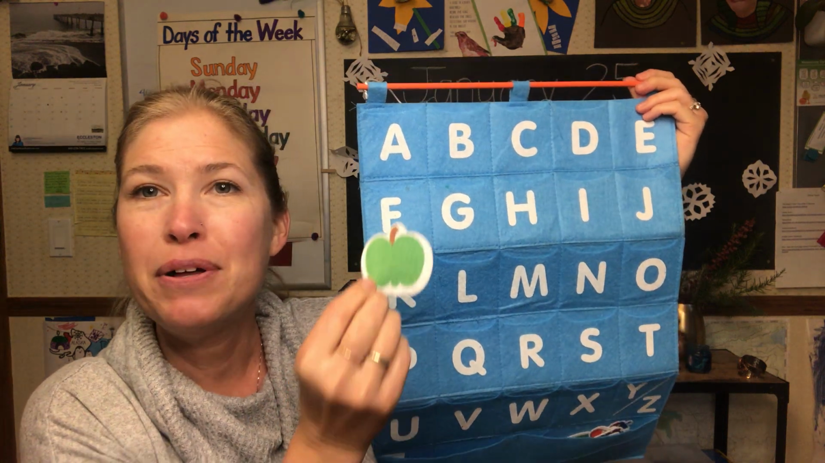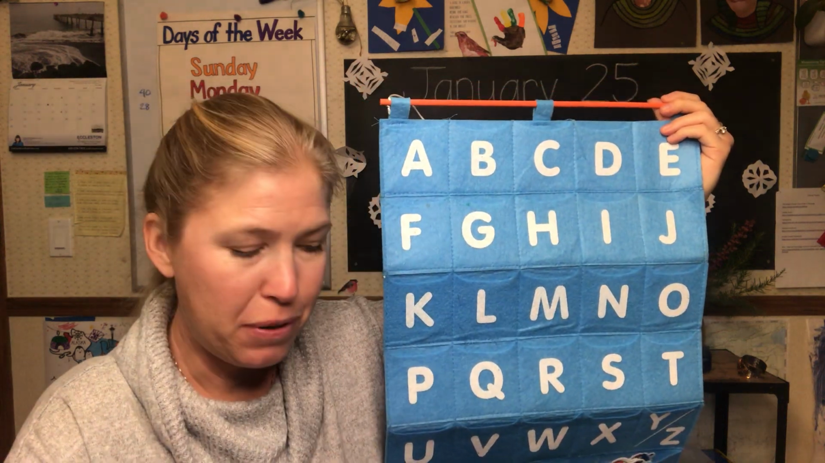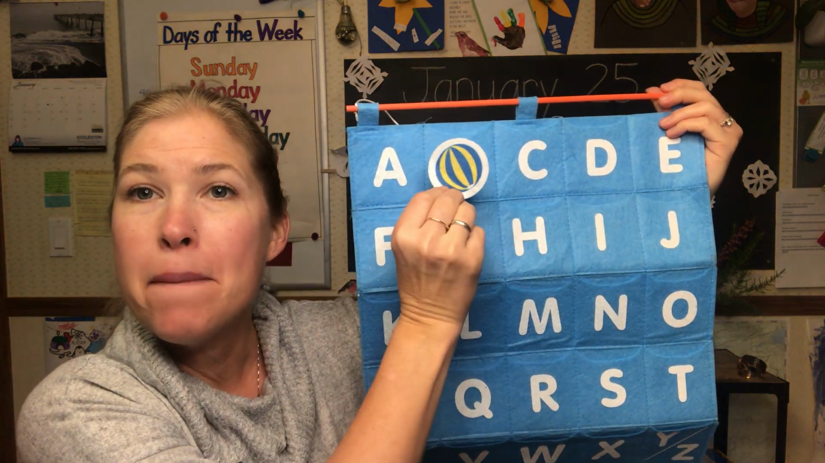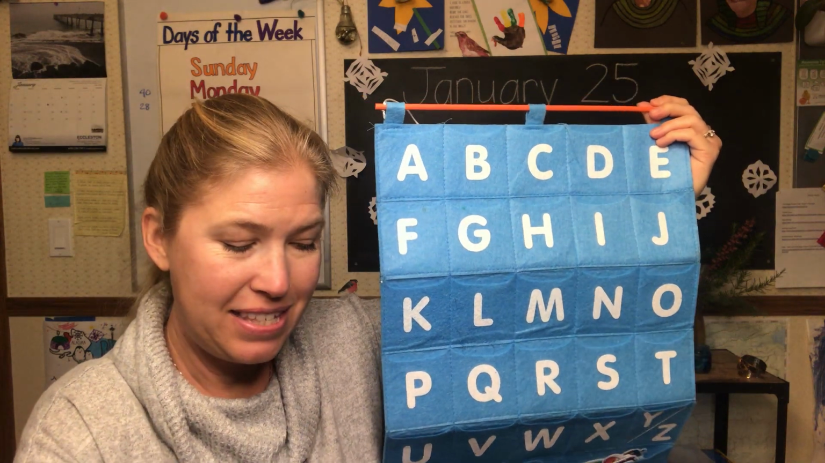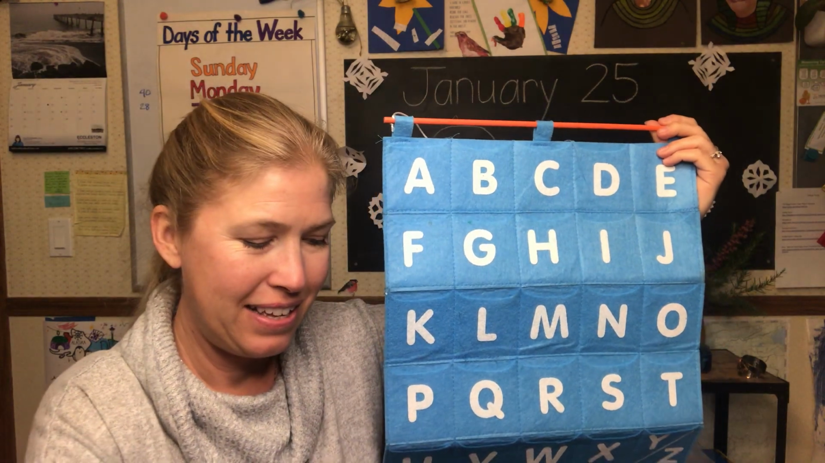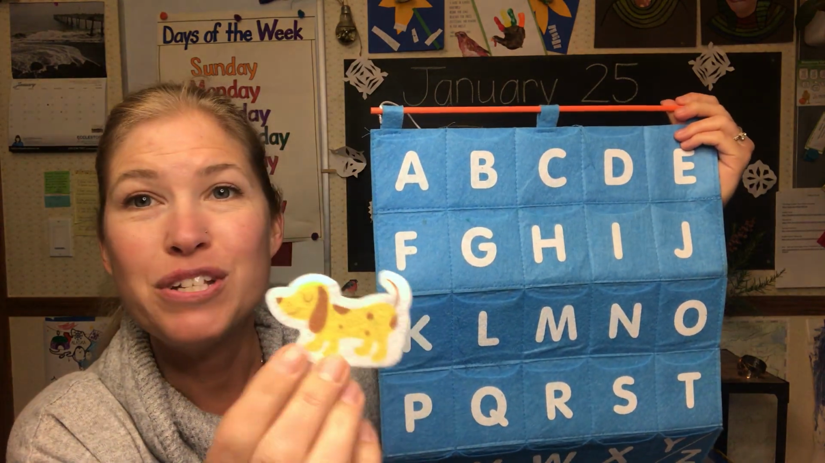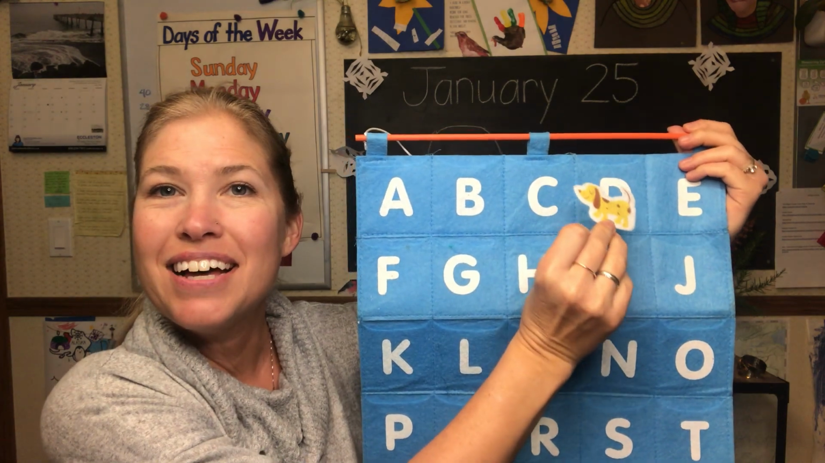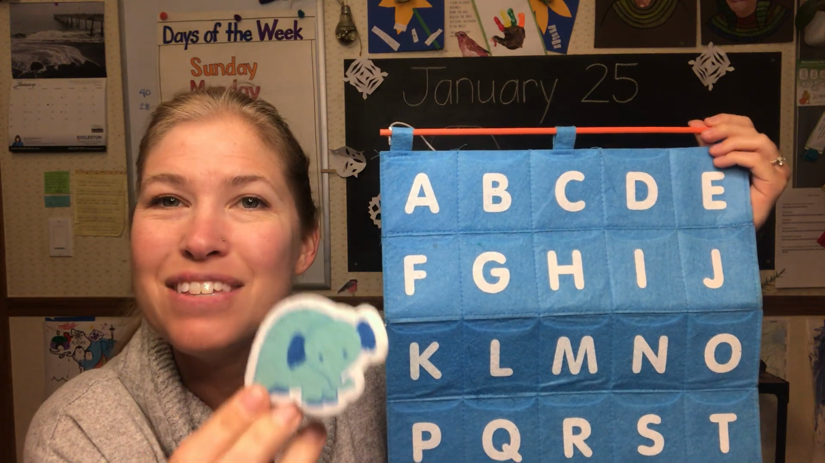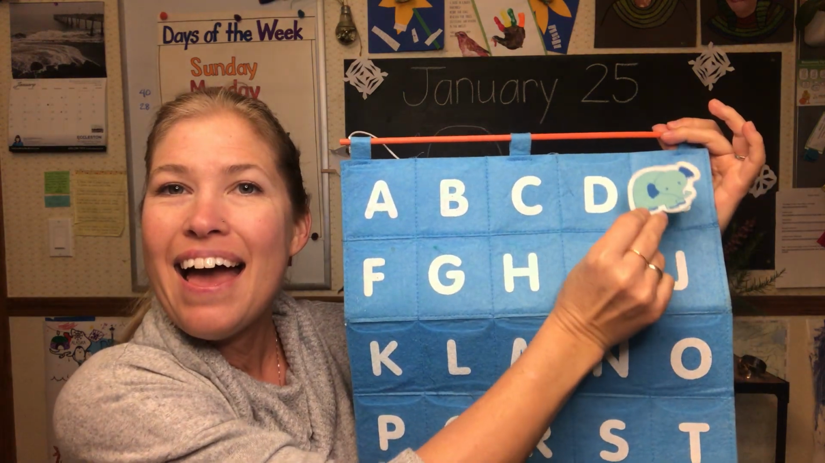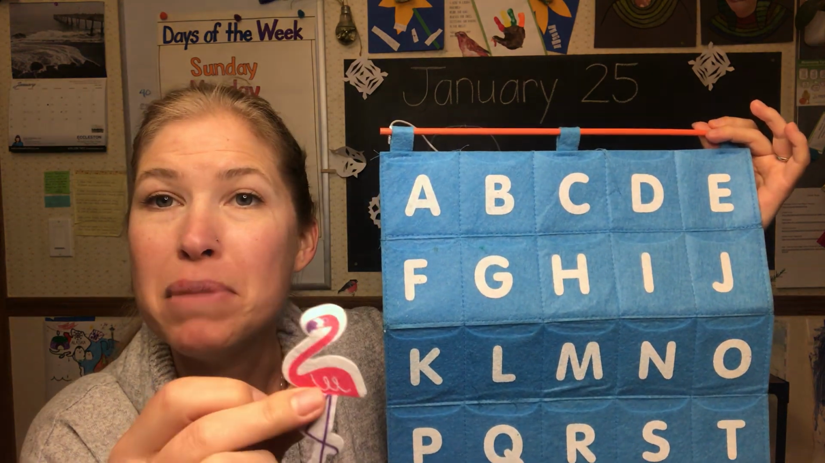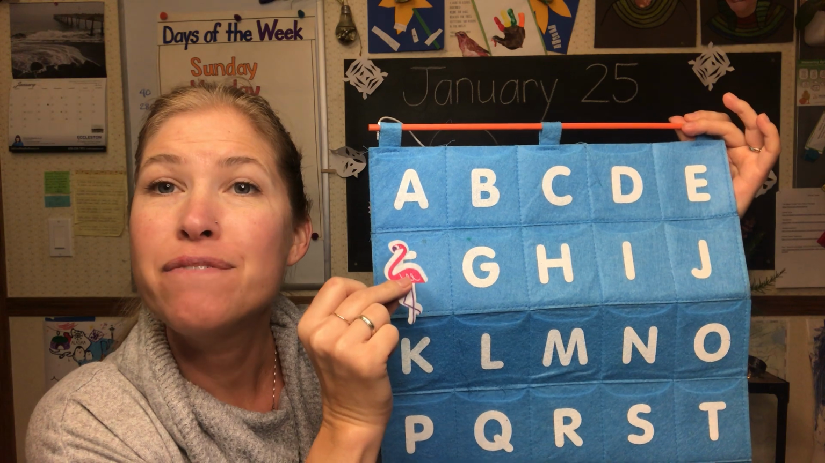A is for apple. Apple. B is for ball. Ball. C is for crab. Crab. D is for dog. Dog. Well done. E is for elephant. Elephant. F is for flamingo. Flamingo.